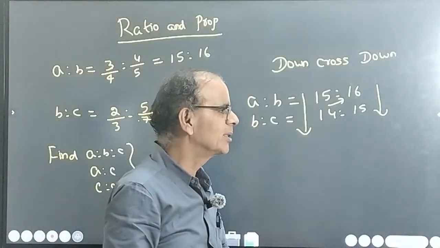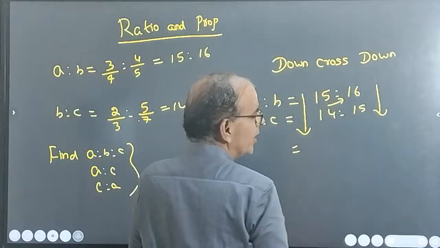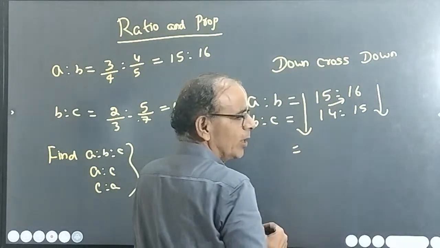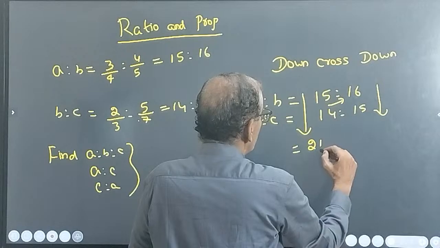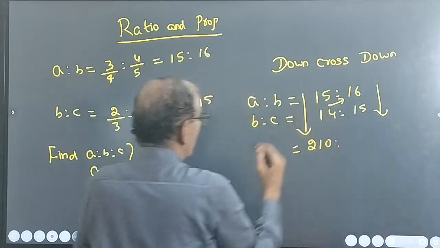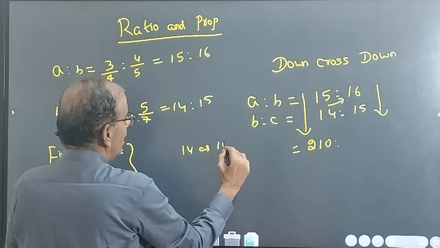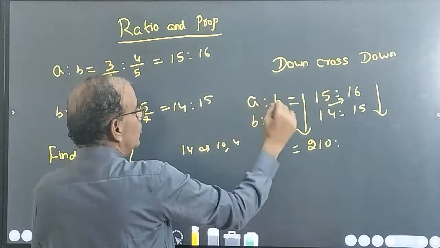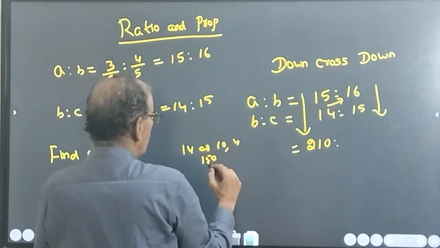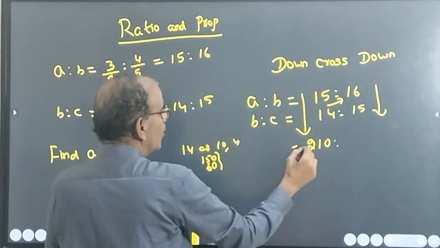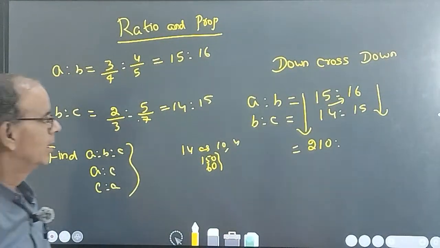Break that 14 as 10 and 4. 15 into 10, how much? 150. 15 into 4, how much? 60. 150 plus 60, how much? 210. I am breaking 14 as 10 and 4. 15 into 10, 150. 15 into 4, 60. Add both. You will get 210.